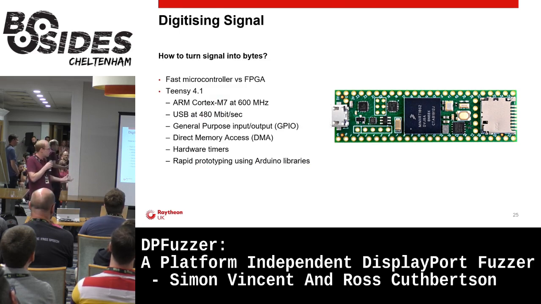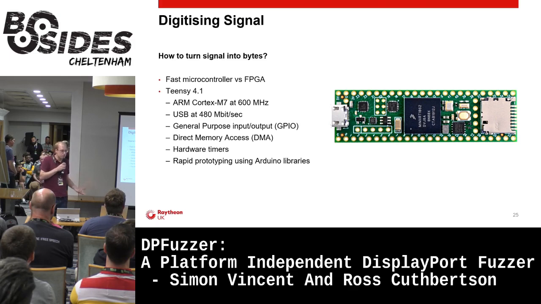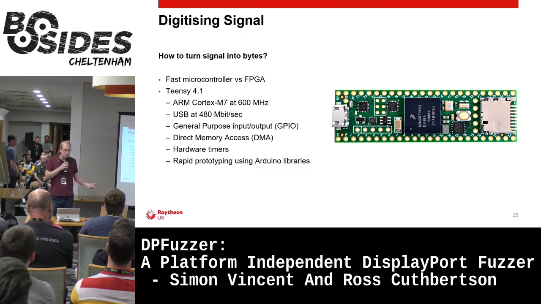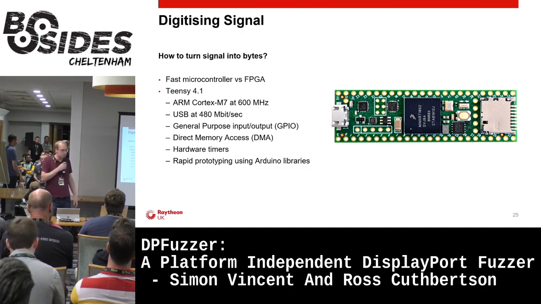So now we've got this signal. How do we digitize it? We need to get it into something so we can process it. Essentially, we had two options that we could come up with: use a microprocessor, or use an FPGA. We went down the microprocessor route because it's just much quicker to develop. People have told us to use FPGAs, but it would have taken ages.